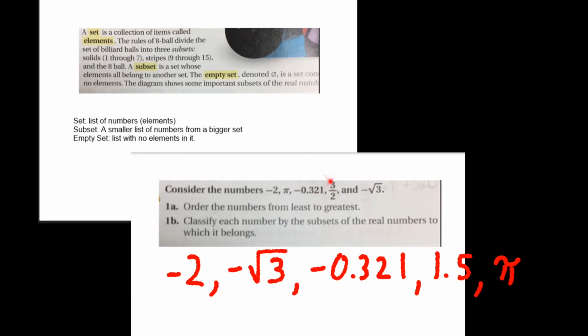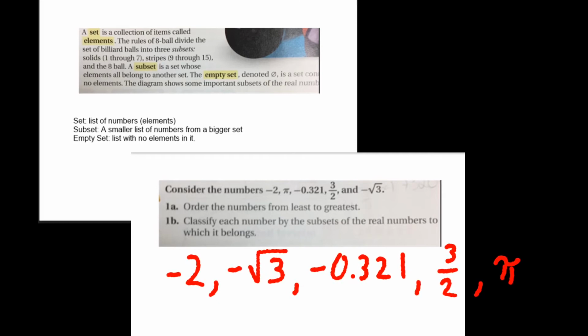We have 3/2, which, even though it's a fraction, it's still a decimal, which, now that I see that, I made a mistake in my ordering. 1.5 should not have been 1.5. I should have written it as 3/2. Sorry about that. And then lastly, we have -√3, which, you have a square root. It's not a perfect square underneath. It's an irrational number as well.